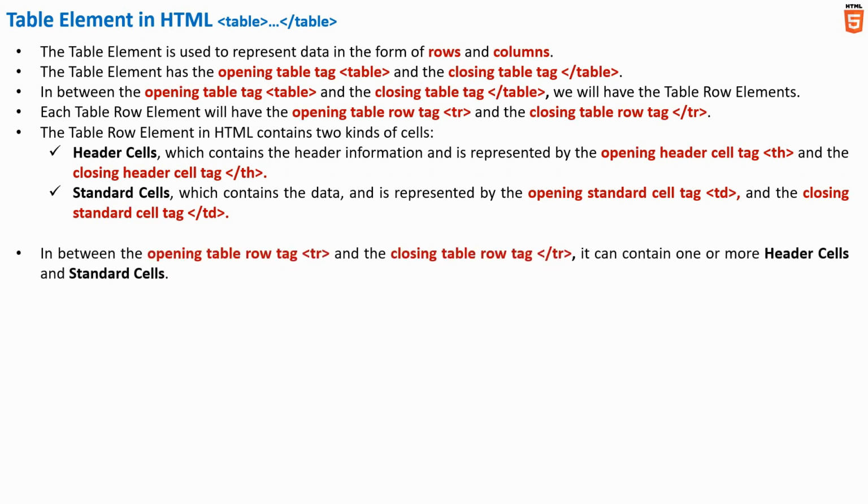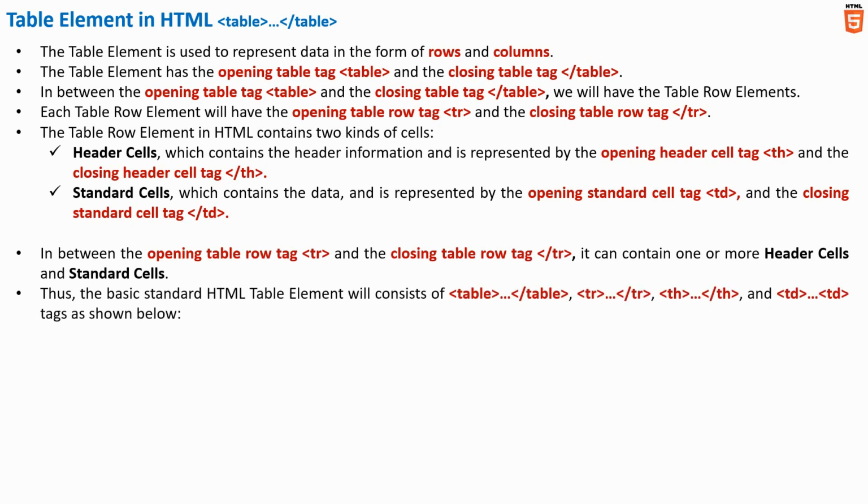A very important point to remember: in between this opening table row tag and the closing table row tag, we can have one or more header cell elements or one or more standard cell elements. Thus, whatever we have seen so far, we can summarize that the standard HTML table will consist of a table element, a table row element, header cell element, and a standard cell element.